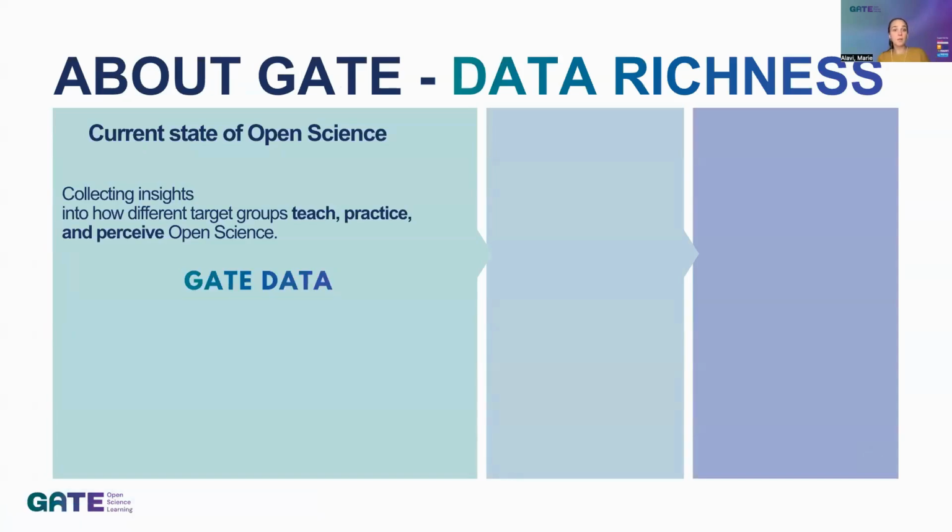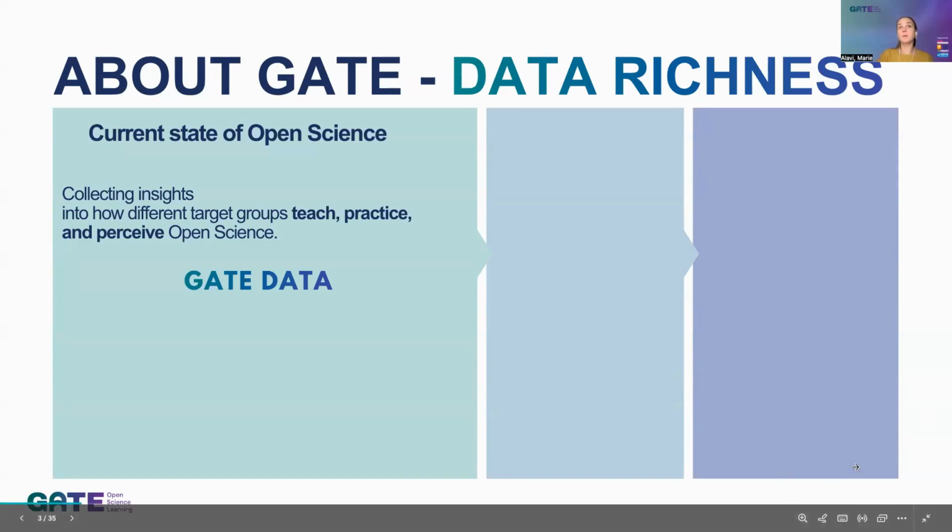So very short recap from me. With the Open Science Learning Gate, we have the possibility to achieve 3 goals. One of the main goals is that we can identify what the current state of open science is, because we're collecting insights from open science experts on how they teach, how they practice, and how they perceive open science. So this is the GATE data that we're talking about.